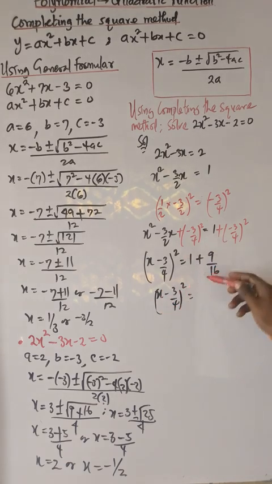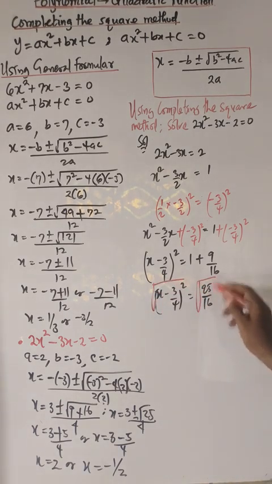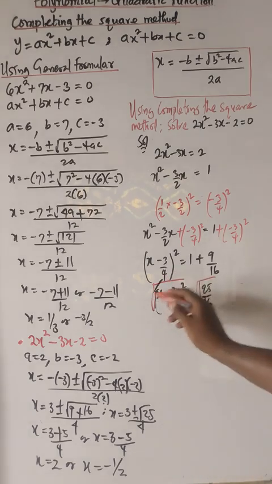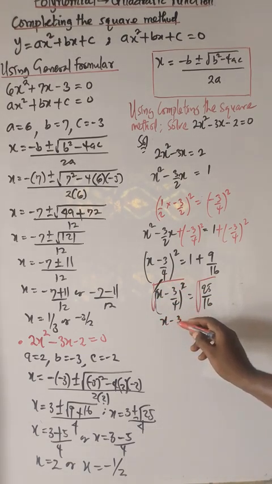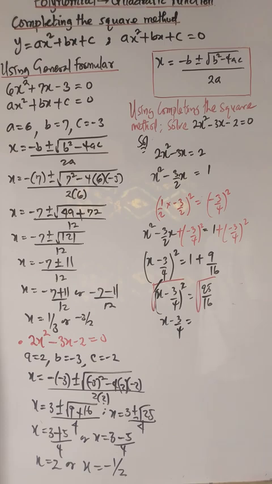6 times 1, 16 plus 9, that's 25 over 16. To remove the square, we have to square root both sides. Square root this, square root this. So from here, this cancels this. So we are having x minus 3 over 4 equals the square root of 25, which is plus or minus 5, over the square root of 16, which is plus or minus 4.